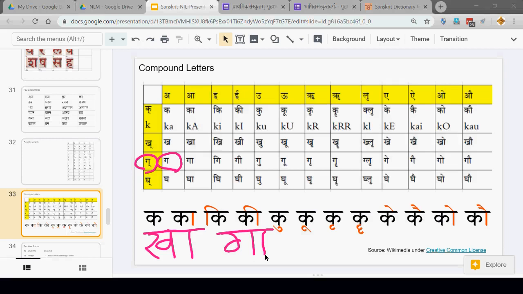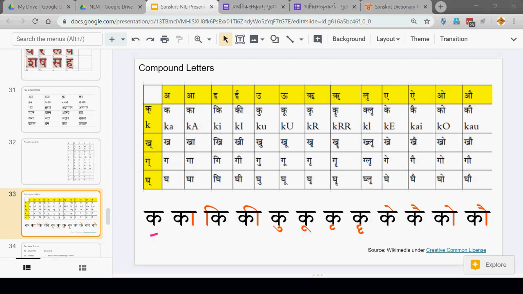So for adding a, we add a vertical line after the base Devanagari symbol. If we call this a base, then we just add the vertical line to make it ka. So this is ka, kha, ga. So this is gha. The same sound with the a added to it.